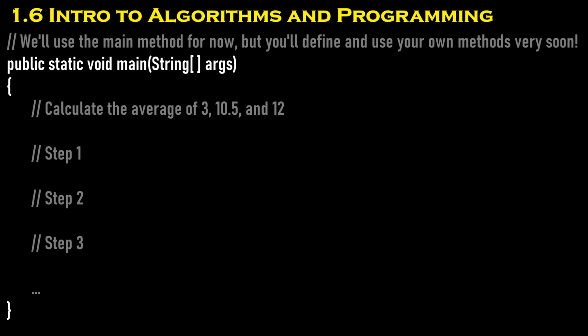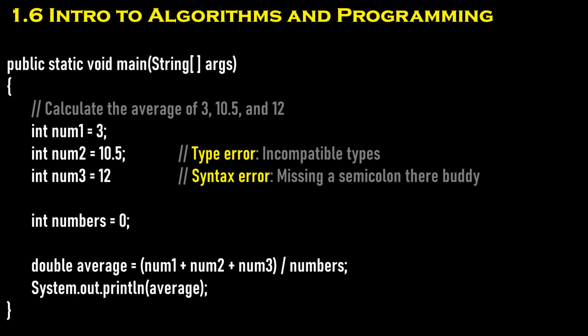Variables can be used to develop algorithms, which complete a task by following a step-by-step process completed one at a time from top to bottom. Before code can run, the compiler checks it for errors such as syntax and type errors, which need to be fixed if they are present in the code.